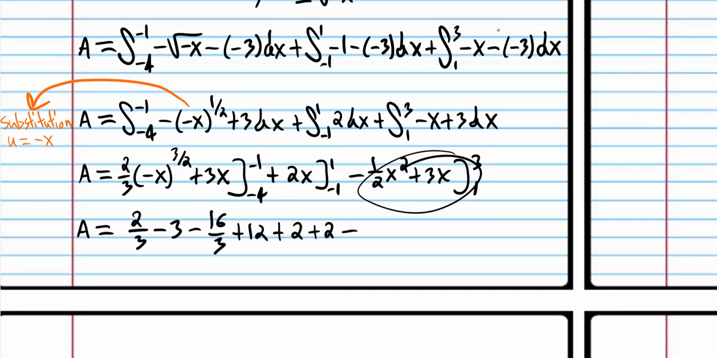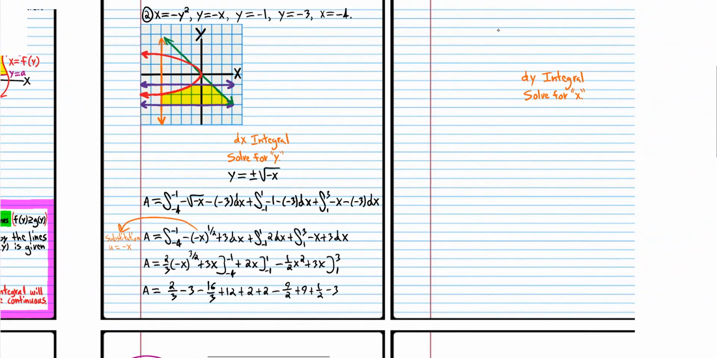And then here we should get 2 for the area of the triangle, remember that? So that's going to be 9/2 plus 9, negative 9/2 plus 9, plus 1/2 minus 3. So we just have to add all this stuff together.